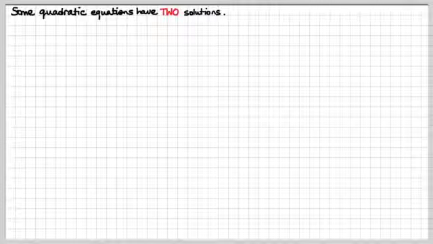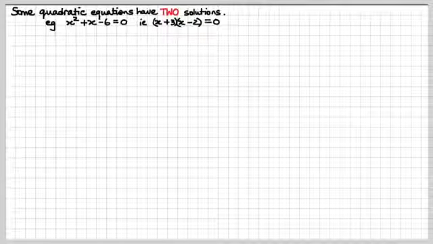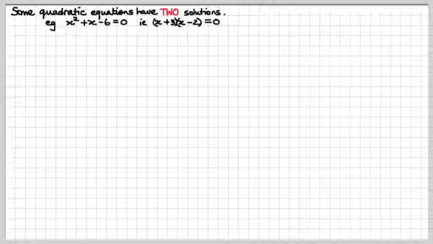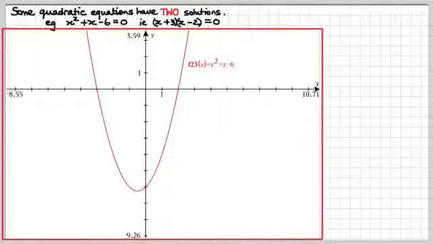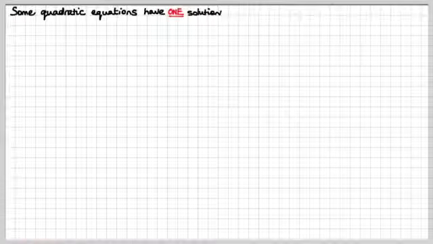Now, some quadratic equations have two solutions, e.g. this one. Yes, that's another way of writing that after I've factorised it into linear factors. And that means x would be minus 3 or x would be plus 2. And here they are. X is plus 2, x is minus 3. That's all pretty straightforward, isn't it, guys? Yes? Okay.